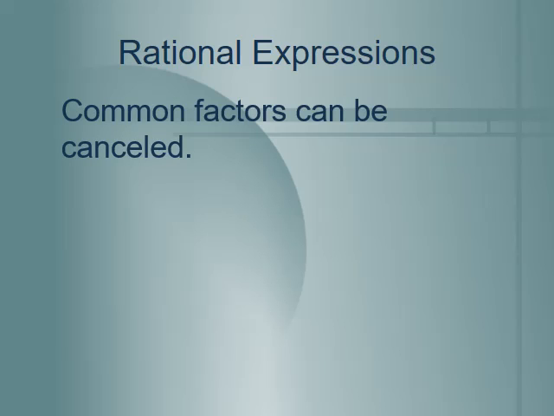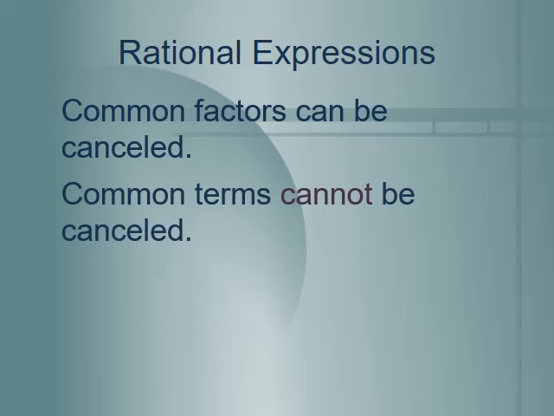So whenever we're looking at rational expressions, we can factor out common factors, and then they can be canceled. But if they're only added or subtracted, they're just common terms, they cannot be canceled. So we need to think about the difference between factor and term. Remember, a factor involves multiplication. Terms involve addition and subtraction. So in this case, 2 and 2 cannot cancel out because they're not factors, they're only terms.